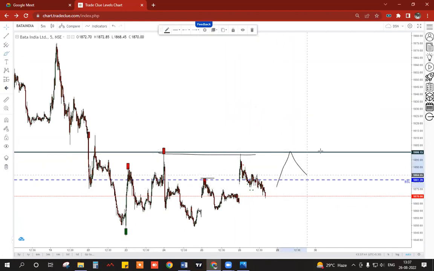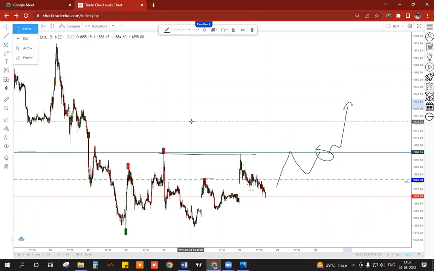And if the next time it reaches somewhere around here, then we can easily plan to trade Bata for the upside. And Bata is such a stock, it will obviously give you 2 or 3% in a day itself. So Bata is one such fan favorite stock with a high beta structure. So this we can keep on the radar later on as well.